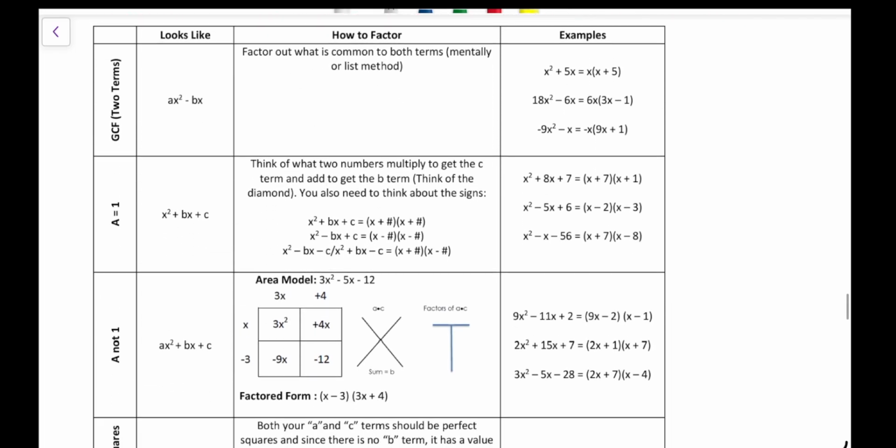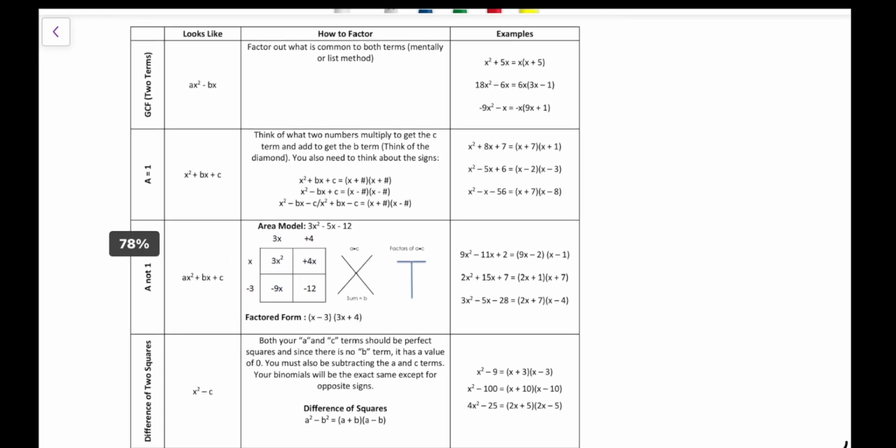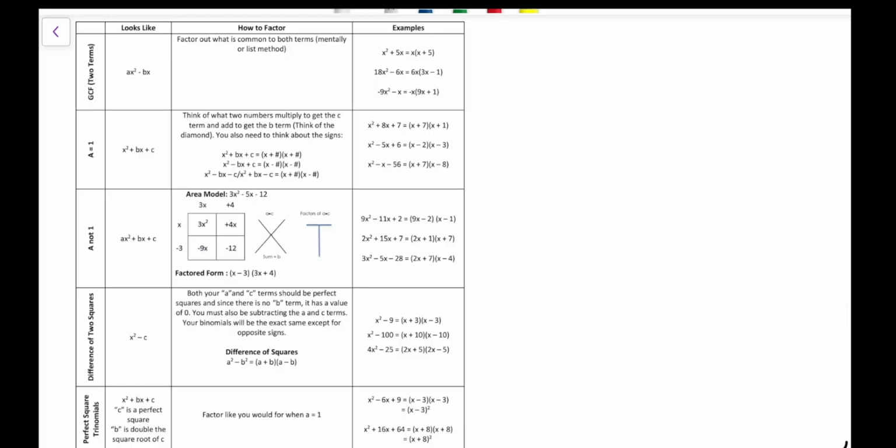Here's a summary of all the different things we've talked about. You might want to pause the screen right now and take a look at that, or zoom in on some of this.